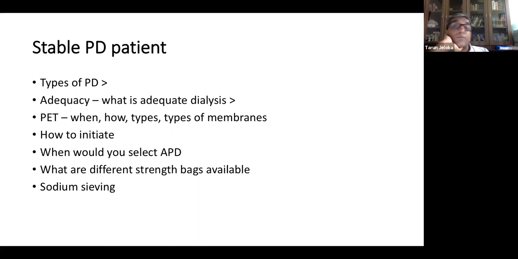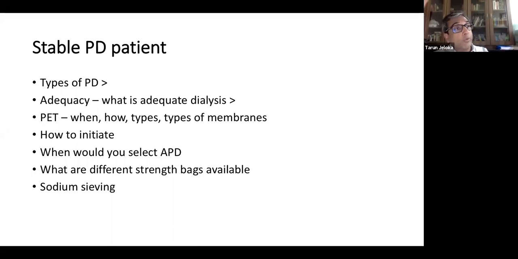Number 2, what is his fluid status? Number 3, what is his urine output? Number 4, also we consider whether he's a proteinuric CKD or a non-proteinuric CKD. All these may help in different other cases as well.